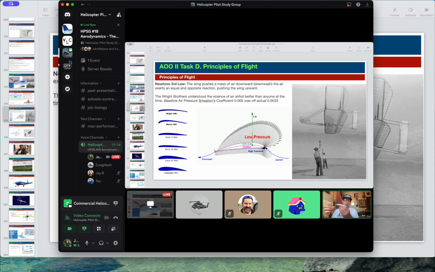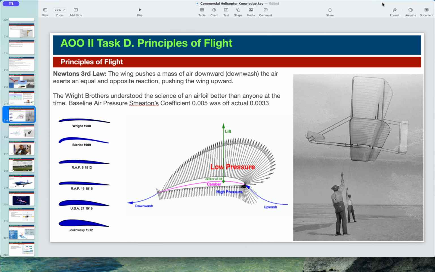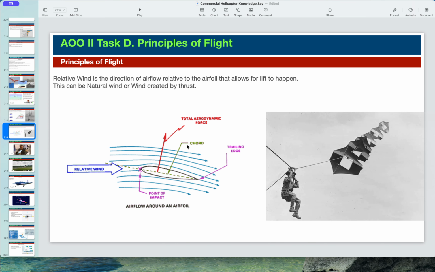But if we add relative wind to the front of the airfoil, then the principles of flight start to take shape. So here is an example, right? The relative wind is the direction of the airflow relative to the airfoil that allows for lift to happen. So in the front of the wing, at the beginning of the camber of the airfoil, as the relative wind pushes into that, we have the high pressure down below and the low pressure up above, and that's generating lift.